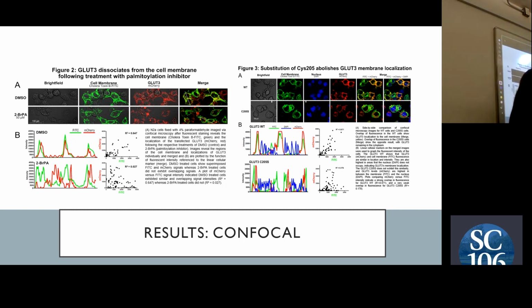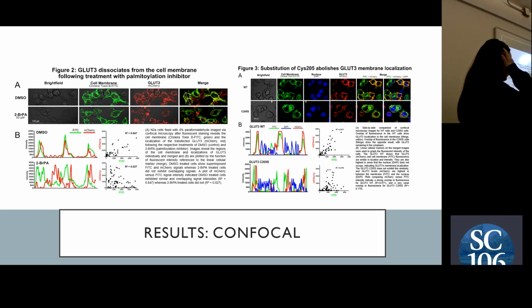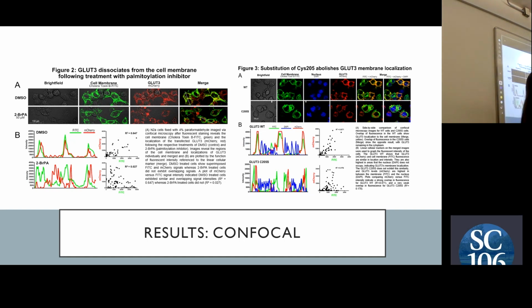So we continued on. And again, we have our stainings here, and we have our respective treatments of wild type GLUTs in their natural habitat. And then we also transfected a mutant type, changing the cysteine of interest that's able to be polymethylated to a serine, reducing the GLUT3's ability to be polymethylated at that site. And we saw something similar.